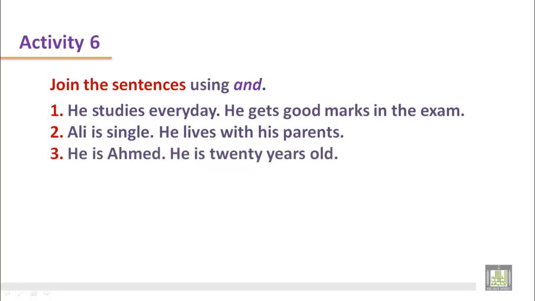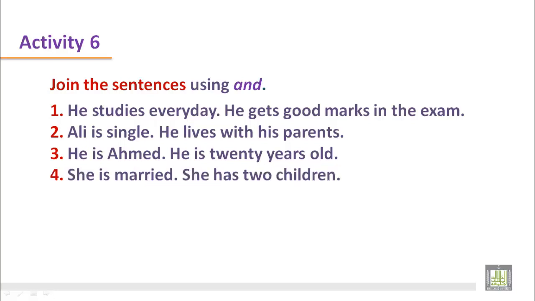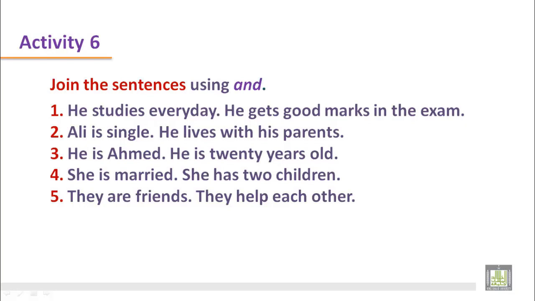Ali is single and he lives with his parents. Number 3. He is Ahmed. He is 20 years old. In this sentence again, he is Ahmed, he is 20 years old, have a similar idea and we just put and in between. He is Ahmed and he is 20 years old. She is married. She has two children. Both the sentences have a similar idea and we just add and in between. She is married and she has two children. They are friends. They help each other. Both the statements have a similar idea again and we put and in between and we can join the sentences this way. They are friends and they help each other.